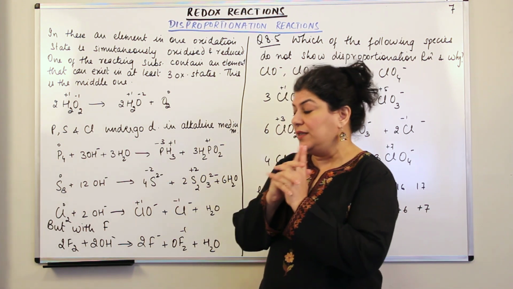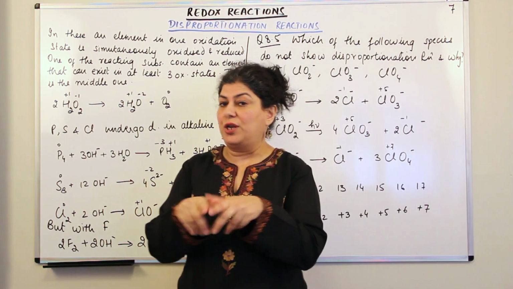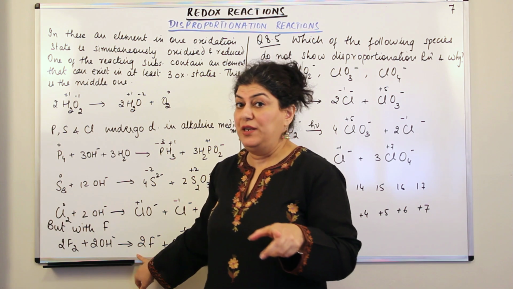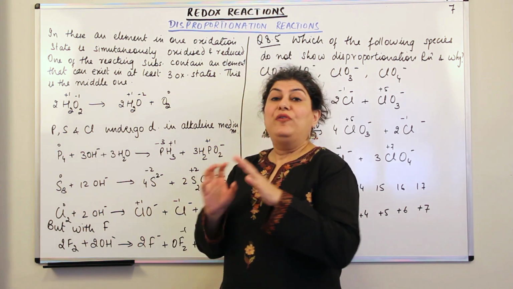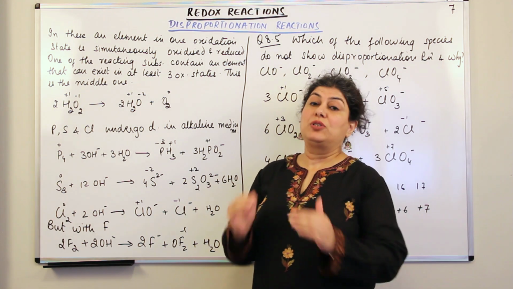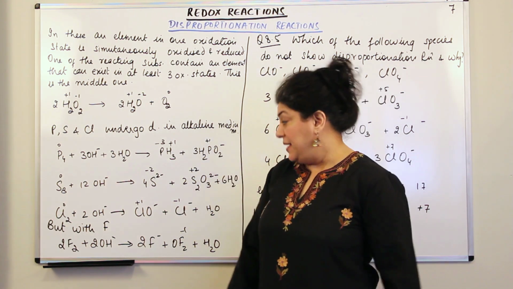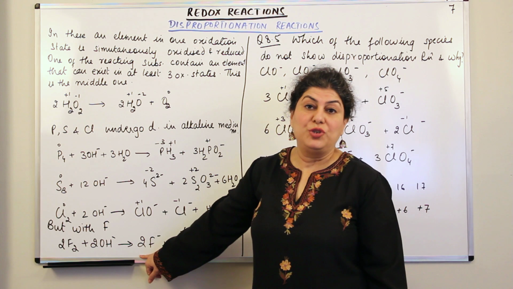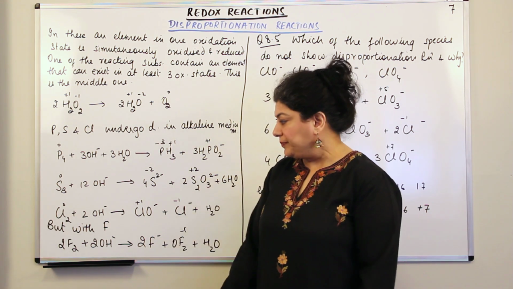When we studied how to assign oxidation numbers, this is also something that I explained to you. So fluorine would only have the charge -1. It would never be positive in comparison to any other atom. And therefore, it does not show disproportionation reaction.